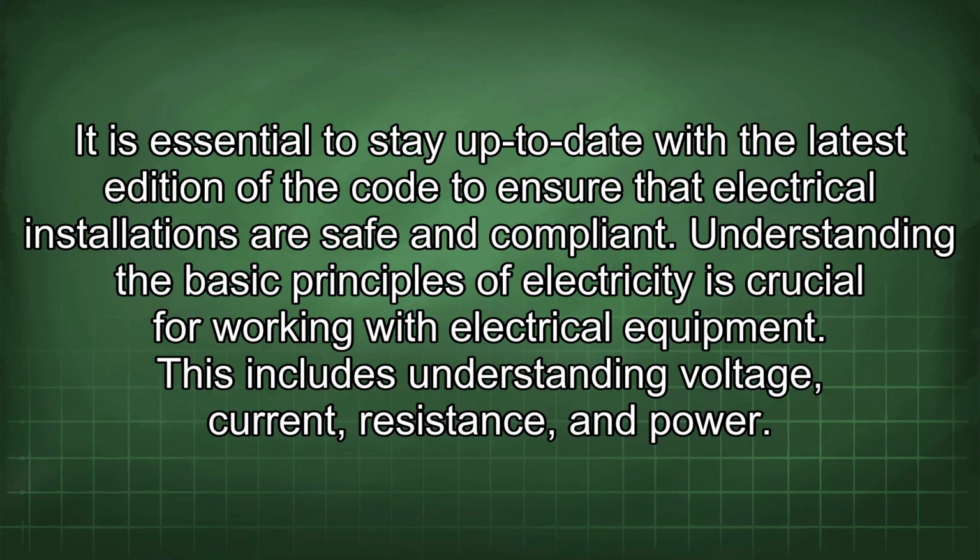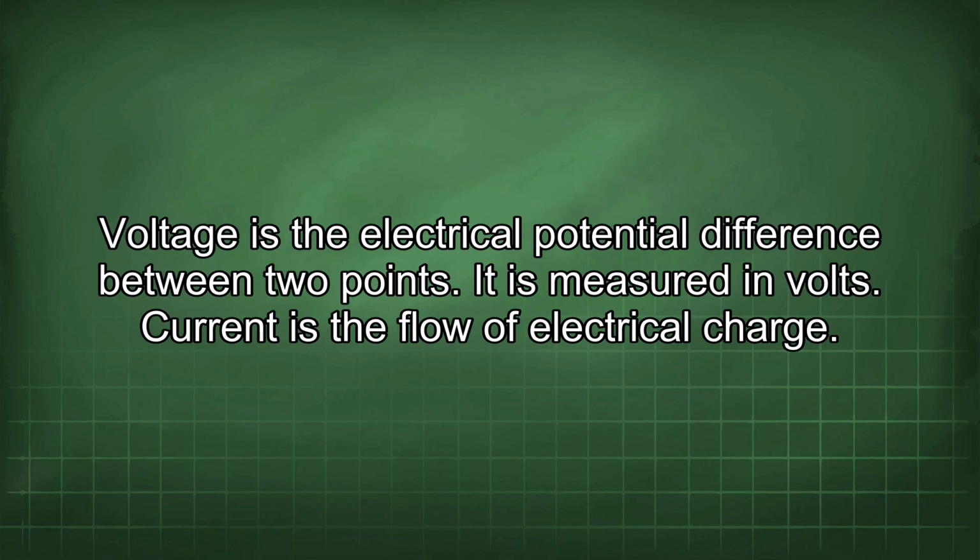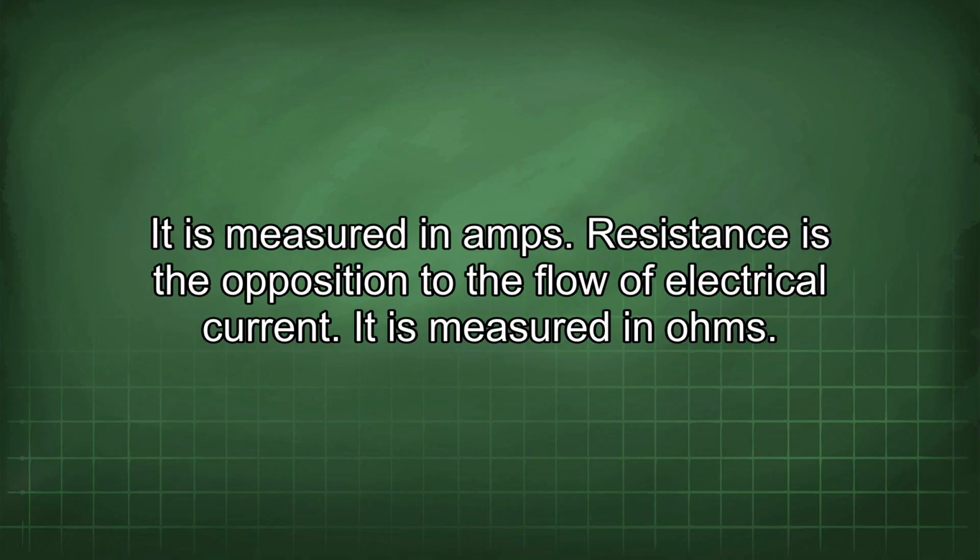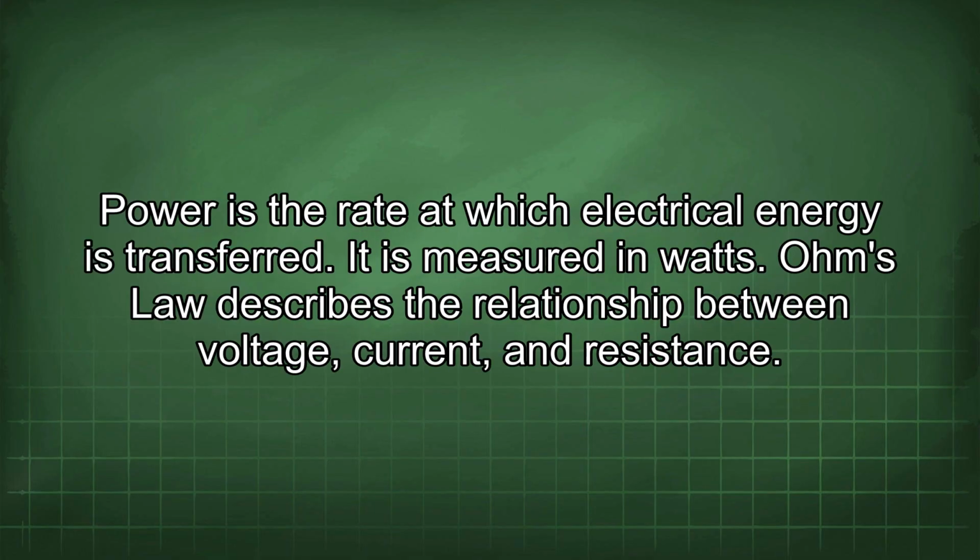This includes understanding voltage, current, resistance, and power. Voltage is the electrical potential difference between 2 points. It is measured in volts. Current is the flow of electrical charge. It is measured in amps. Resistance is the opposition to the flow of electrical current. It is measured in ohms. Power is the rate at which electrical energy is transferred. It is measured in watts.